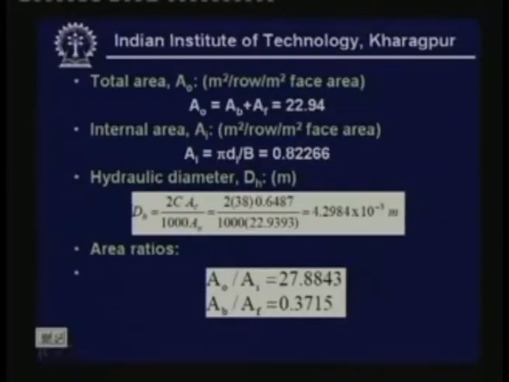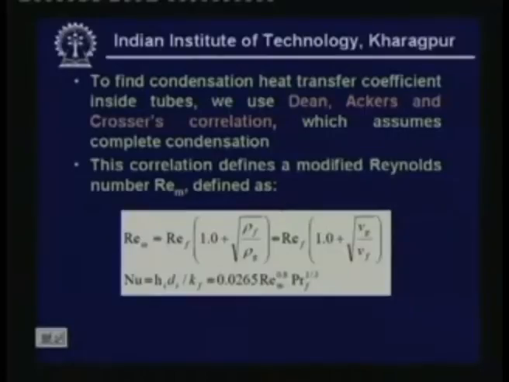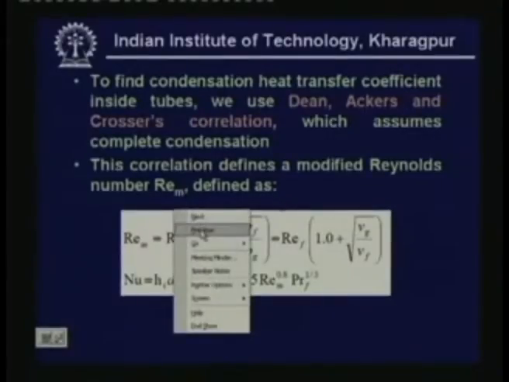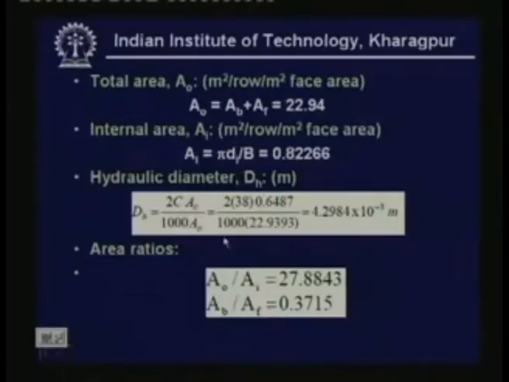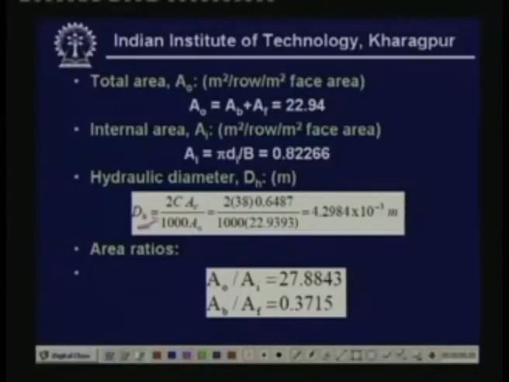Then we have to find out the hydraulic diameter, because we want to find out the Nusselt number and Reynolds numbers. Hydraulic diameter is defined, if you remember, as 4 into minimum flow area divided by the wetted perimeter, and the formula for that is given like this. So this is the formula for hydraulic diameter dH, and C is known to us, AC is the minimum flow area, and A naught is also known, where this is the total area, that is 22.94.